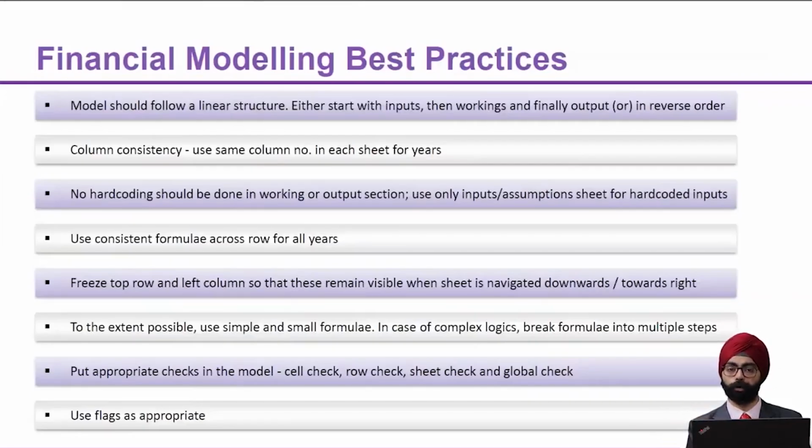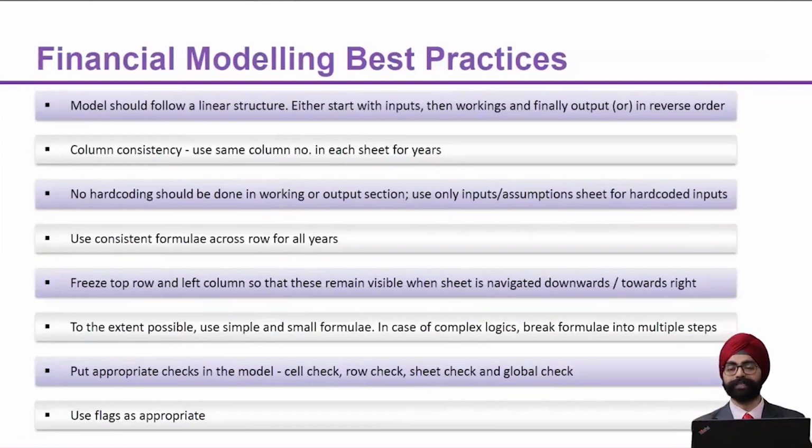Because if in a model you've got 25 worksheets, then to the extent possible, you need to ensure that the same column number is dedicated for that particular year number. That's called column consistency. Now, it might look very basic, but honestly speaking, it's a very good thing to have in a model. Number one, it helps you to easily navigate the various worksheets, because the moment you go to any worksheet, you have in your mind that this particular column is showing this particular year number.